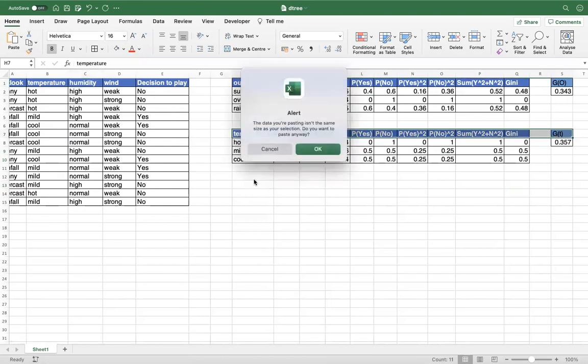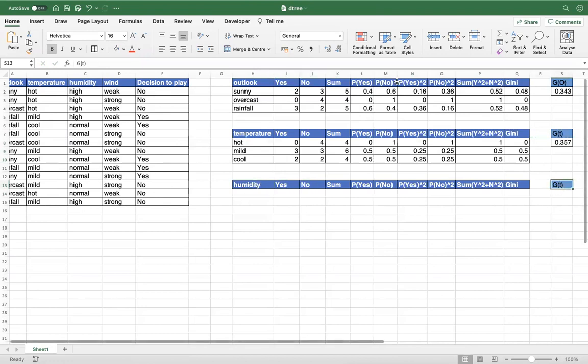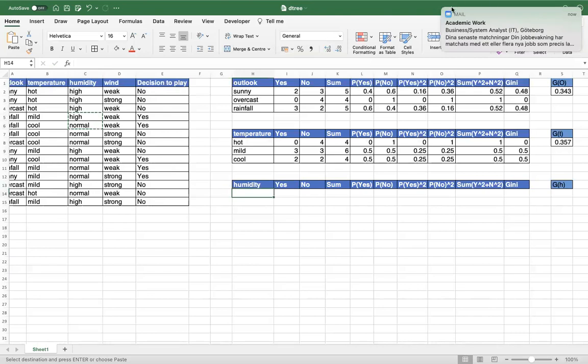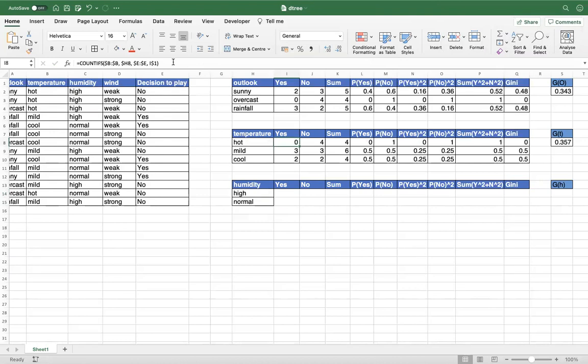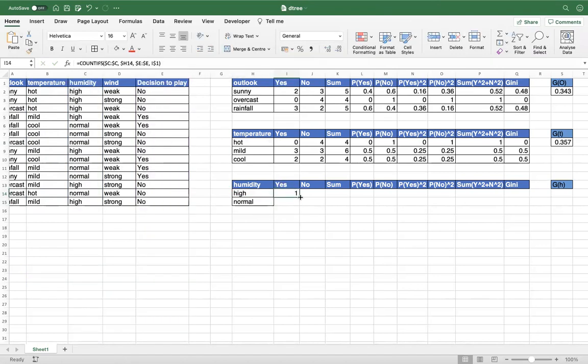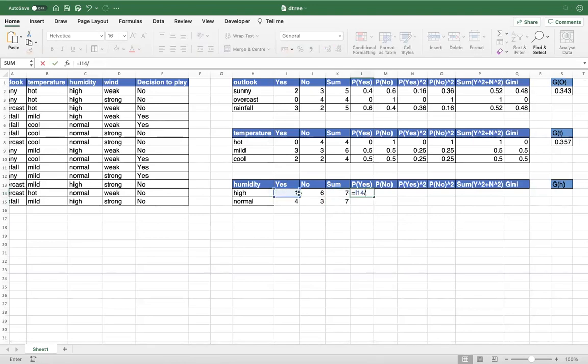For humidity, it is Gini index of H. Humidity has two values, high and normal. Now let us calculate the formula once again. It is now H14, and it is not B anymore, it is C. So this is the formula. The sum of the squared probabilities is the sum of these two, and then it is equal to this divided by this.